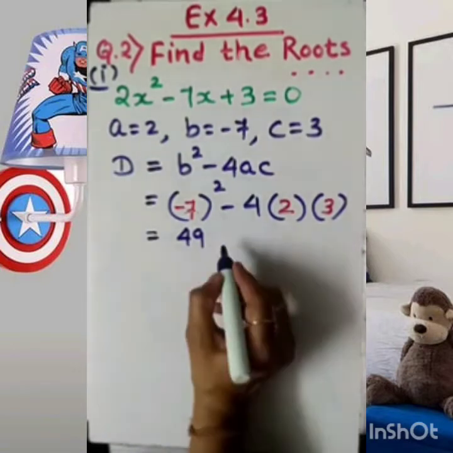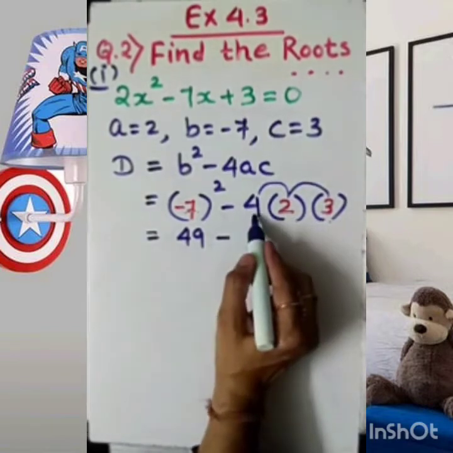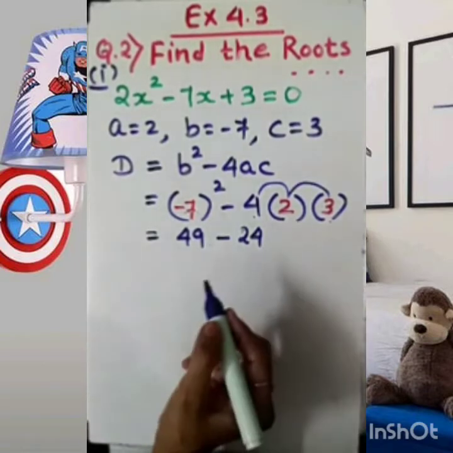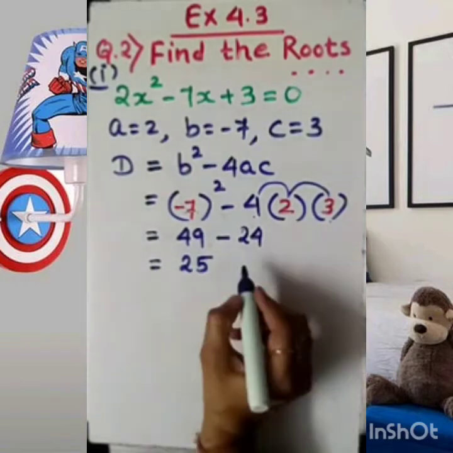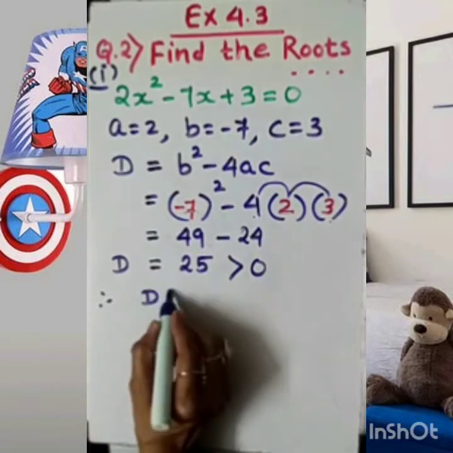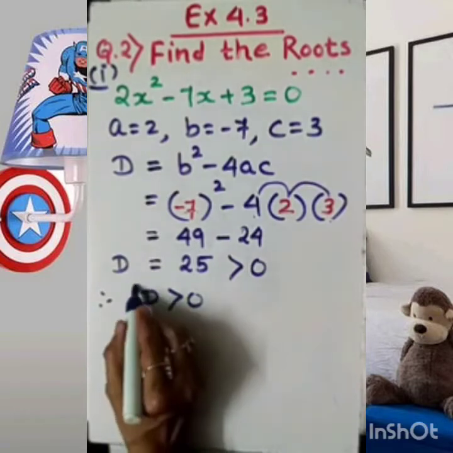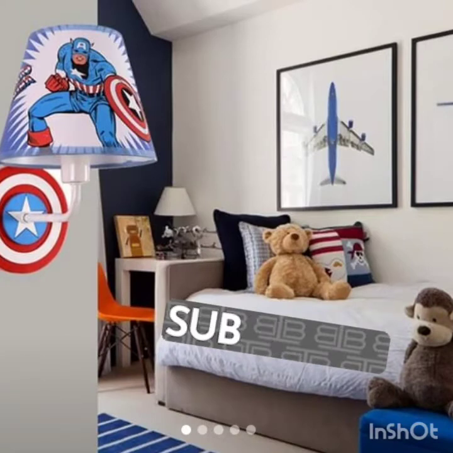Minus, let's multiply all these three terms: 4 times 2 is 8, 8 times 3 is 24. The subtraction 49 minus 24 gives the result 25, which is greater than 0. It means the value of D is greater than 0. So without solving, we can say which type of roots the equation will have. Whenever D is greater than 0, a positive number, we get the value of the discriminant.